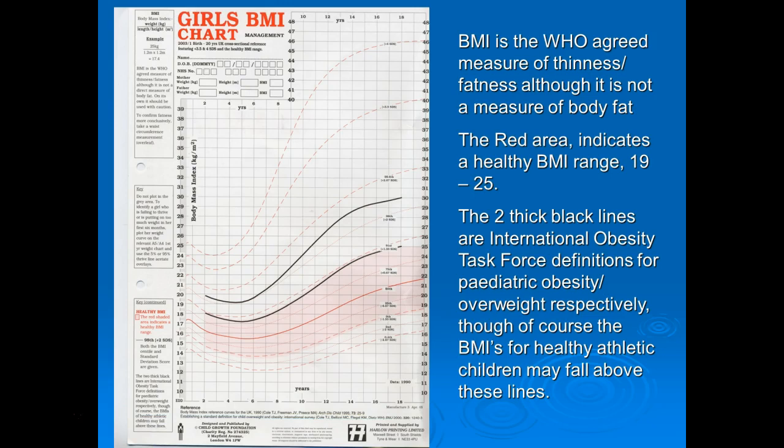So this BMI chart is the WHO BMI chart that's used in many clinical settings, and it's agreed by the World Health Organization as a measure of thinness and fatness, but it's not a measure of body fat. And the red shaded area here indicates a healthy BMI range of between 19 and 25. The two thick black lines, one here and one here, are the International Obesity Task Force definitions for paediatric obesity and overweight respectively.